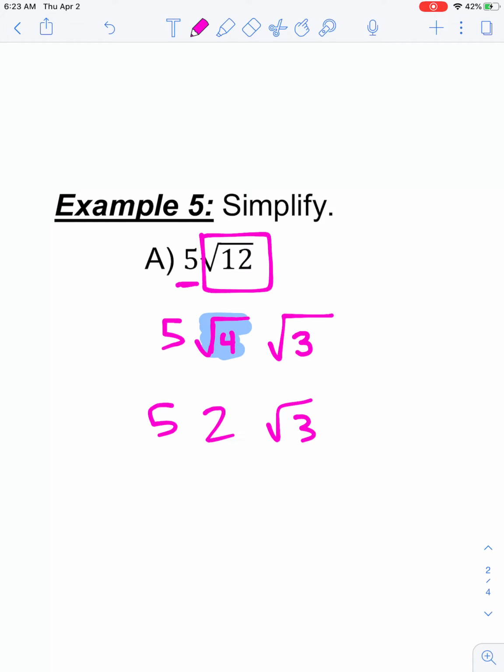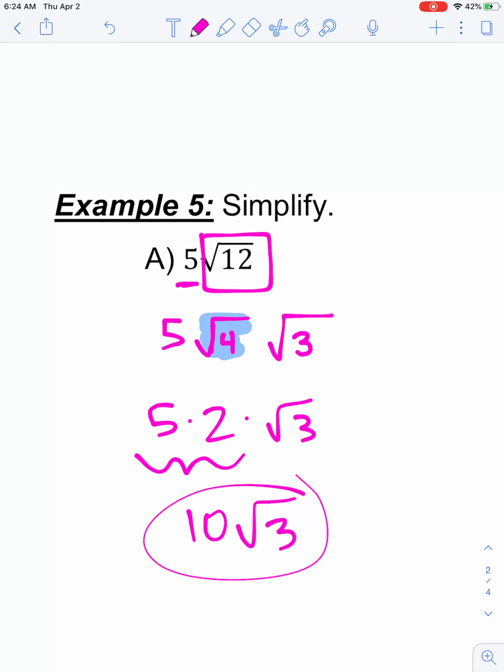So I'm going to have a 5 and a root 3 that don't change at all. The root 4 becomes a 2. Just be careful, this isn't 52. It's 5 times 2 times root 3. So now I can multiply 5 times 2 to get 10 root 3, and there's my final answer. Why is this more simplified than what we started with? Because the number under the radical is a 3, which you can't square root, or it doesn't divide by any perfect squares. Where up above, the 12 is under a root, and it does divide by 4 from our list.